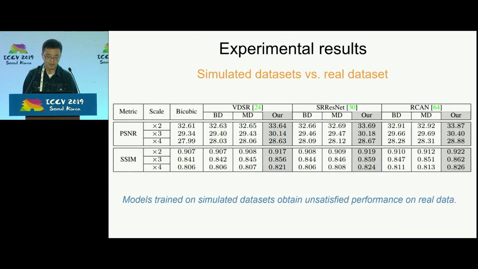In this table, we compare 3 models trained on simulated datasets and our real dataset. As can be seen, models trained on simulated datasets obtain unsatisfactory performance on our real-world dataset. This validates that the real-world dataset is necessary.